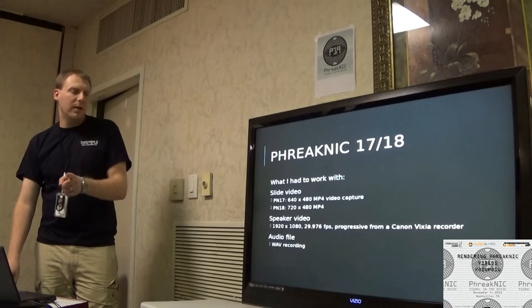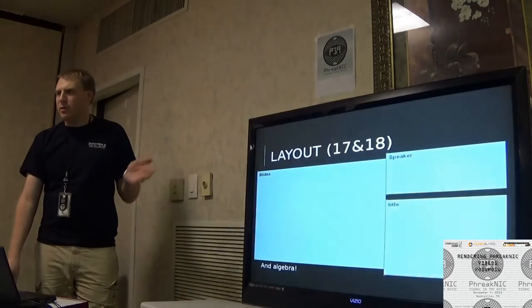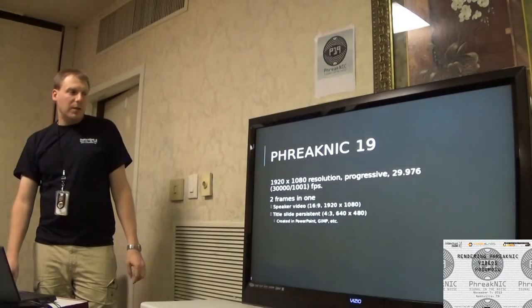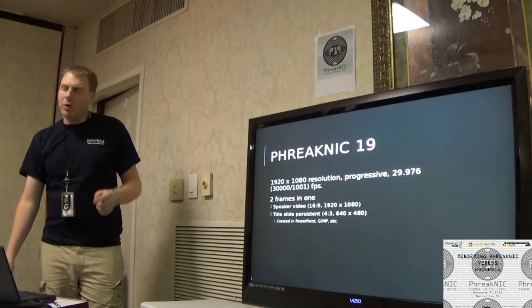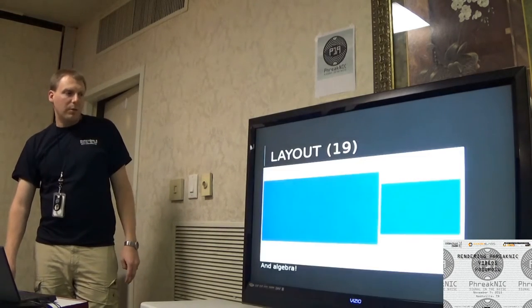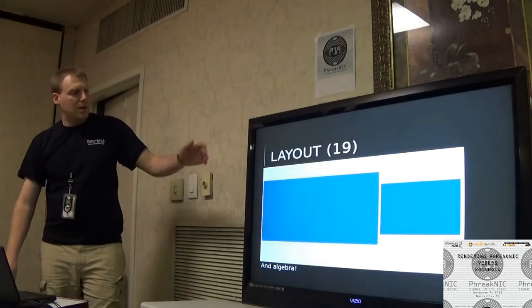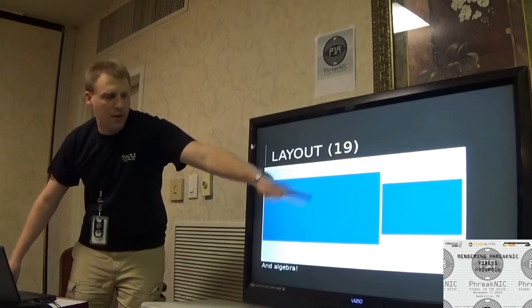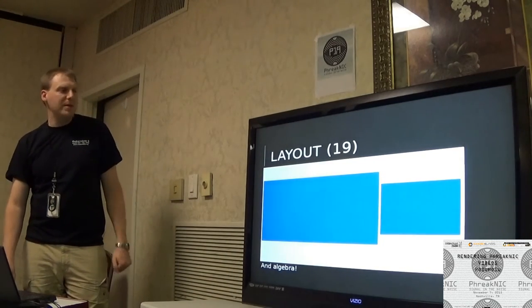1080p Canon recorder and WAV file. General layout that I used for FreakNIC 19, we're just doing a single recording, so we are just going to do two frames, a speaker video and then a title slide, which I just cooked up in 5 minutes in GIMP, centered vertically, and of course using algebra, never thought you'd use that.